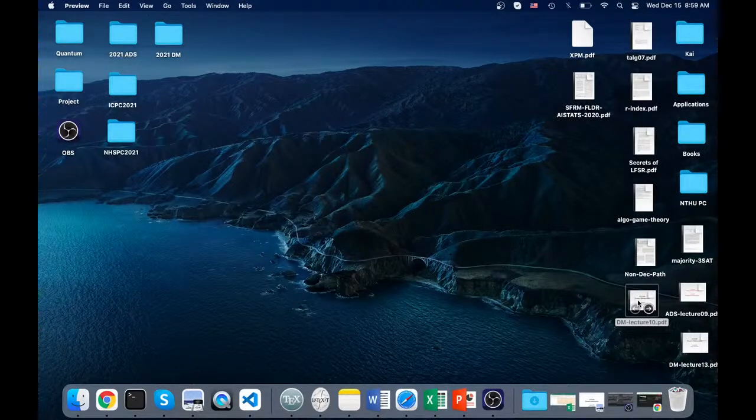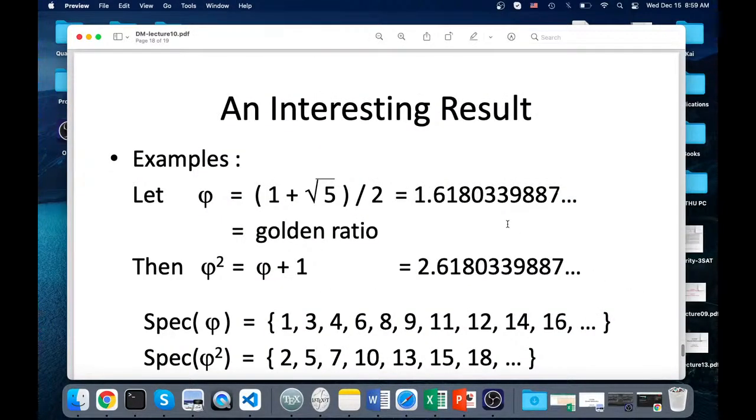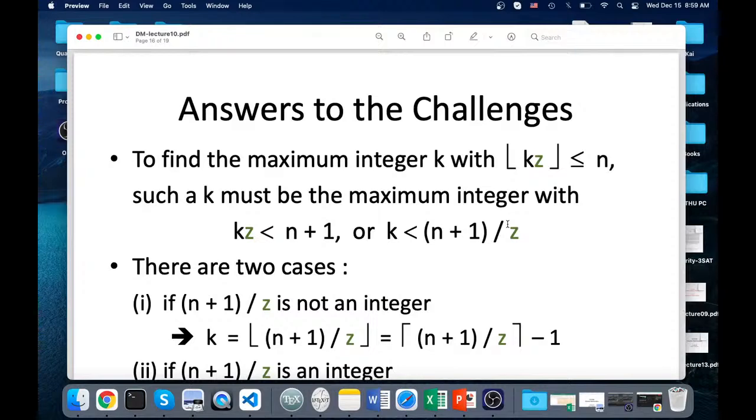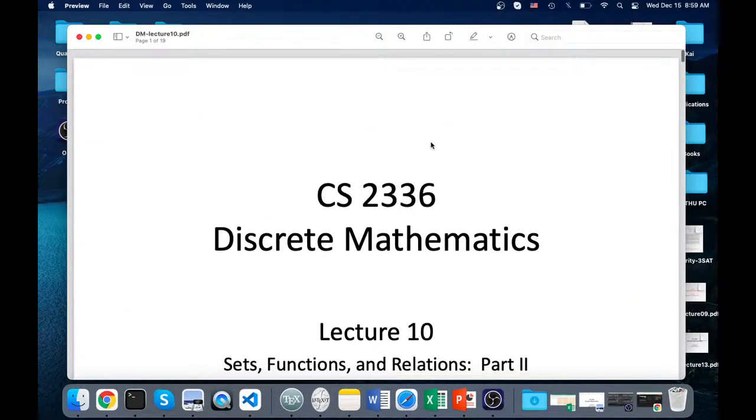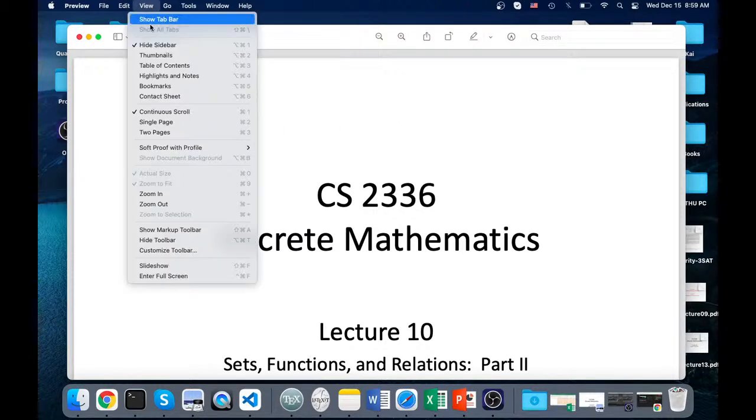So today we will introduce a function. So let me go to the first slide. And then after that, we will also introduce a new topic called graphs. Okay, so let me begin with the slides here.